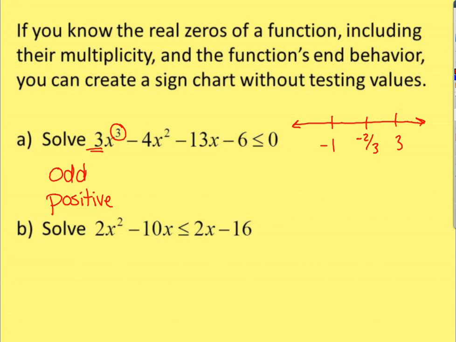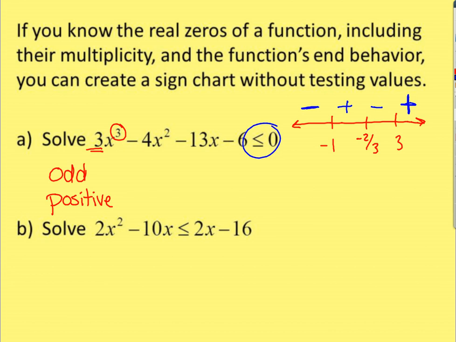So we know our function is going to go down to the left and up to the right. So our function is going to go down to the left. It's going to be negative on the left, but it will be up on the right side, so it'll be positive. On a sign chart, these do alternate, so we'll go negative, positive, negative, positive. So we can find these without actually substituting in any values.